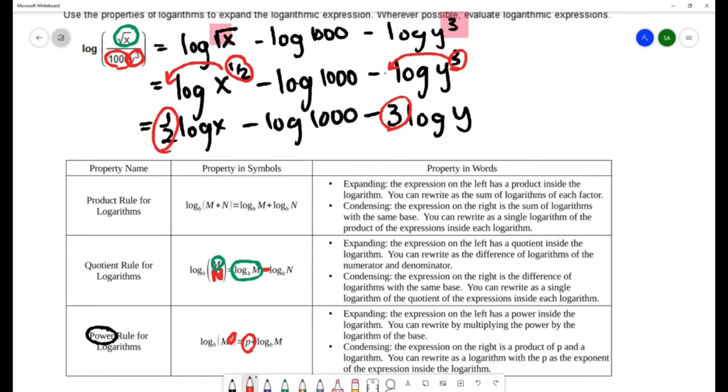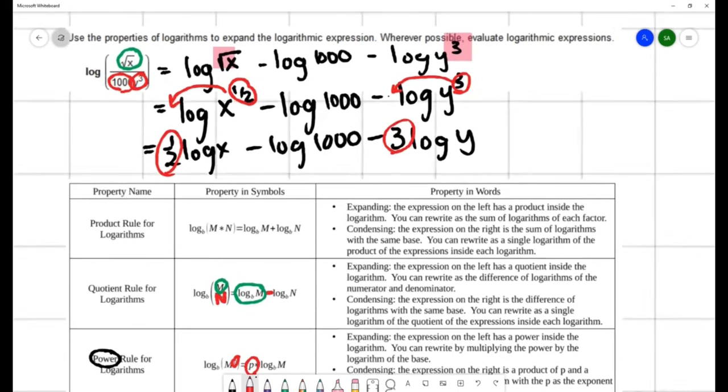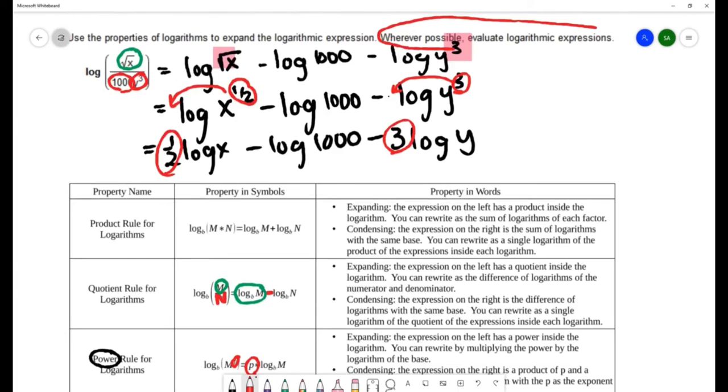Now we have one more thing to do. In the directions here, it says, whenever possible, evaluate a logarithmic expression. When we have the log of a number, we should try to evaluate it. Now, in order to evaluate it, we can use a calculator. I'm going to try to do it without a calculator. And we need to keep in mind that a log is an exponent. So we have log of 1000.